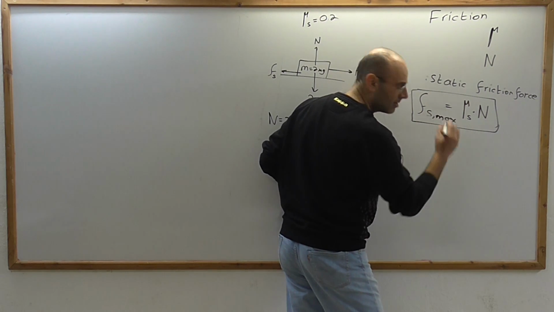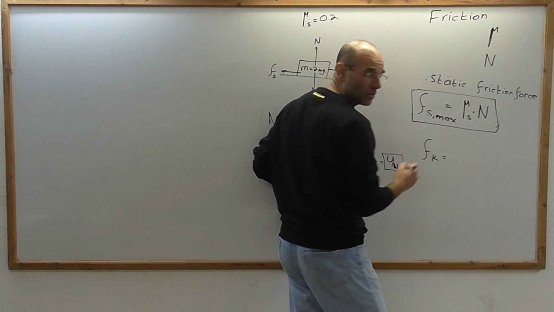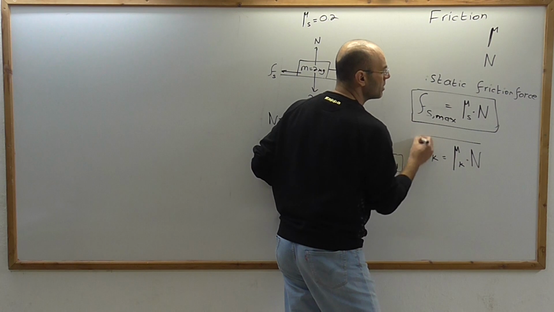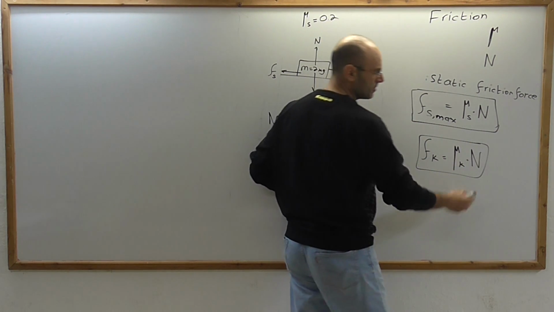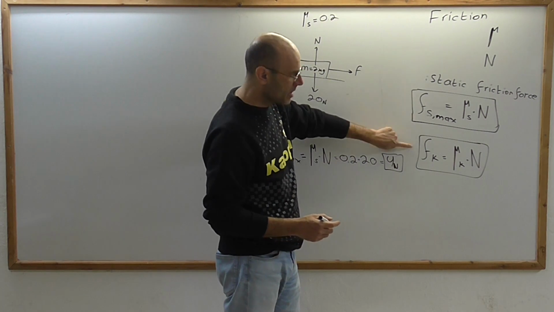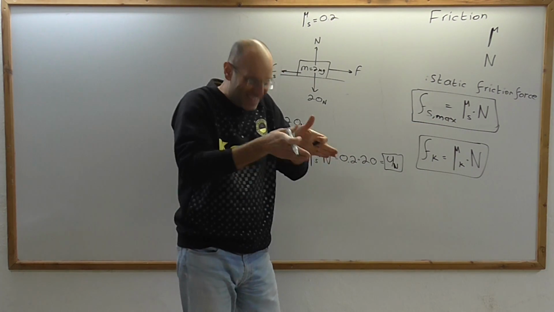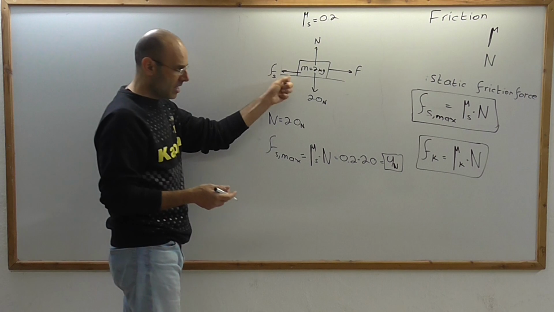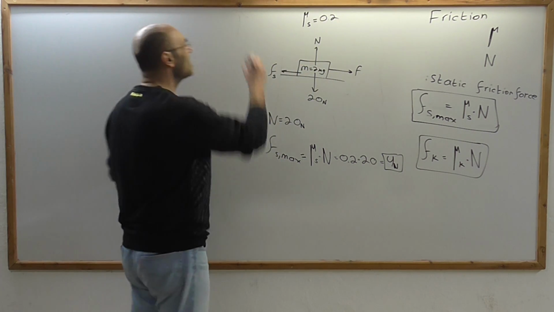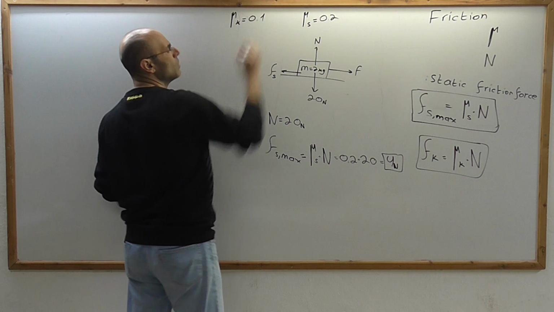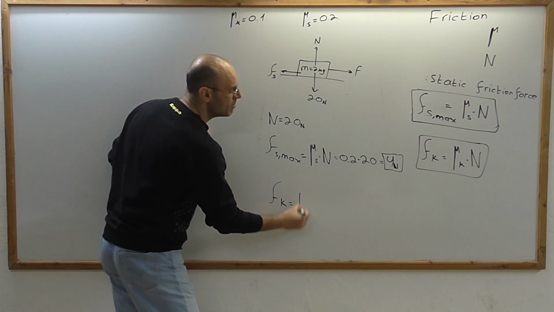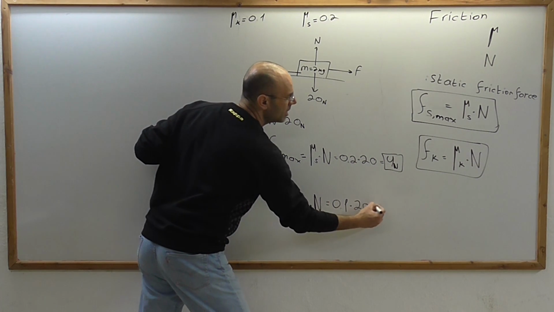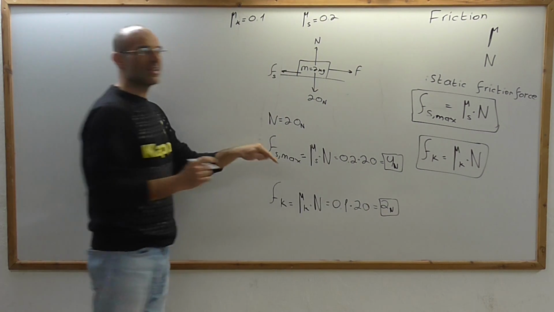So the kinetic friction force will be mu k multiplied by the normal. These are the differences between them. This one I use when the mass is static, doesn't move. This one I use when the mass is kinetic. Let's show it in the same example. Let's say the mu kinetic is 0.1. So the F kinetic will be mu kinetic multiplied by the normal force, which is 0.1 multiplied by 20. It's 2 newtons.